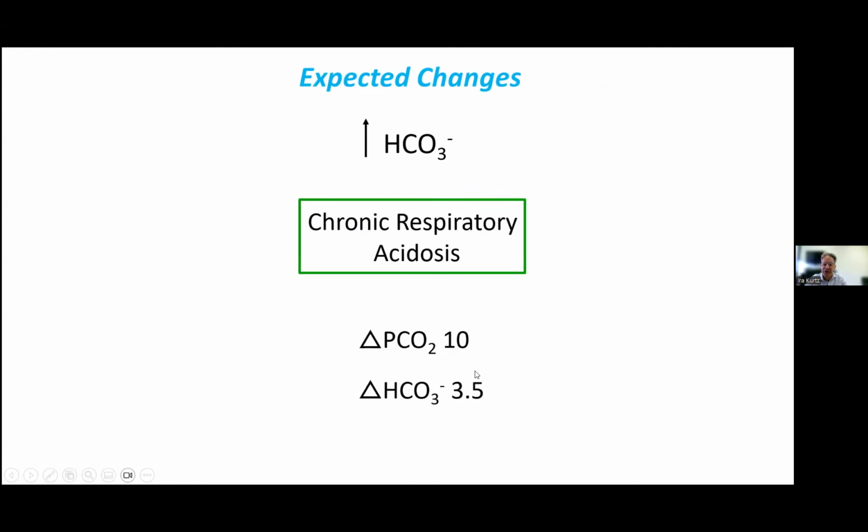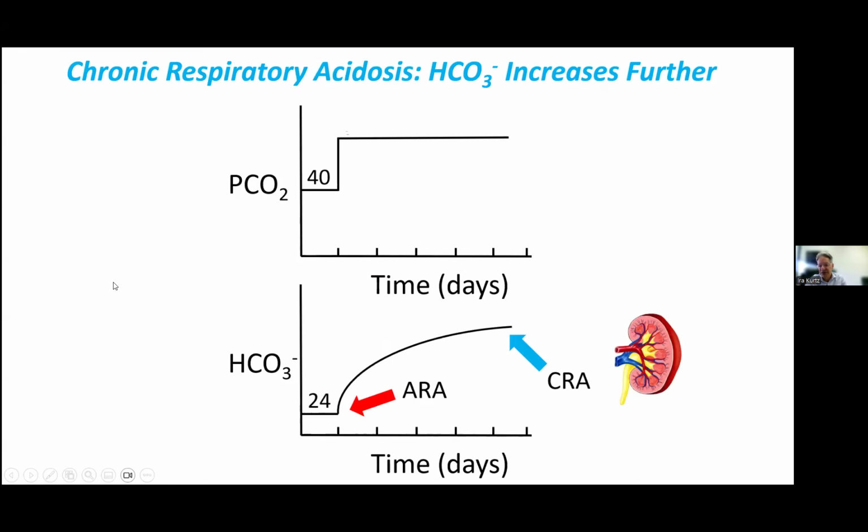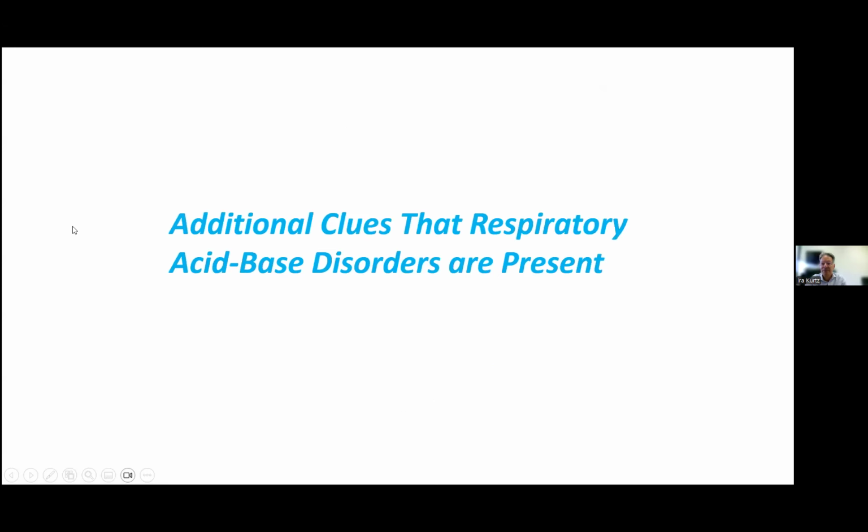Chronically, the bicarbonate goes up another 2.5 above what it was initially for every 10 increase. So the total is 3.5. And again, that's due to the kidney. If you don't have a kidney, it'll always be up by 1, no matter how long you wait. So again, patients with ESRD cannot have, by definition, a chronic respiratory acidosis picture.